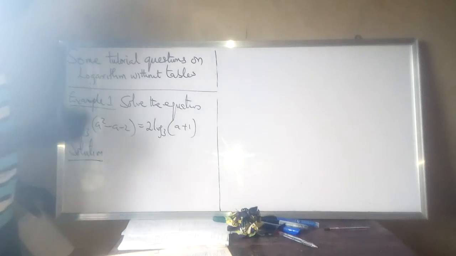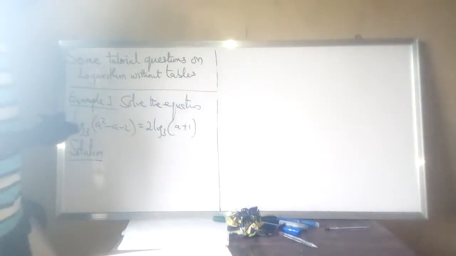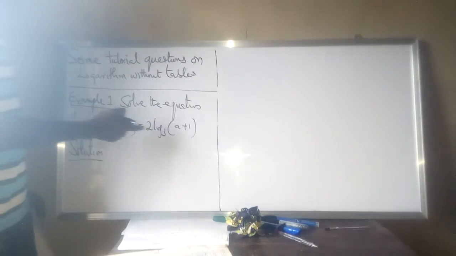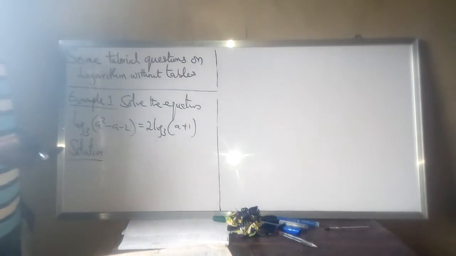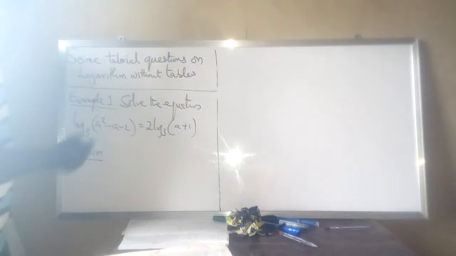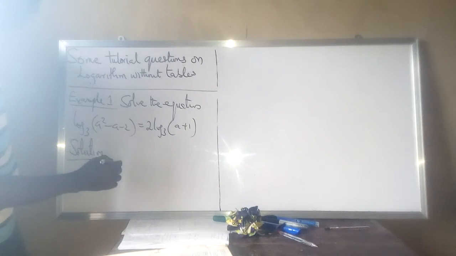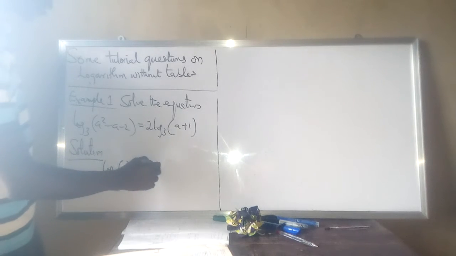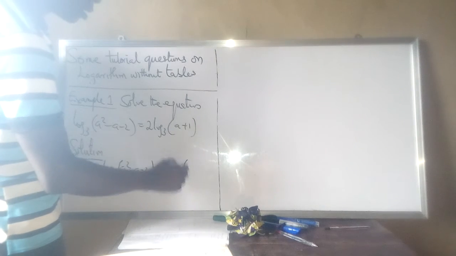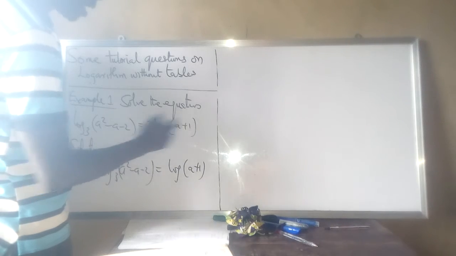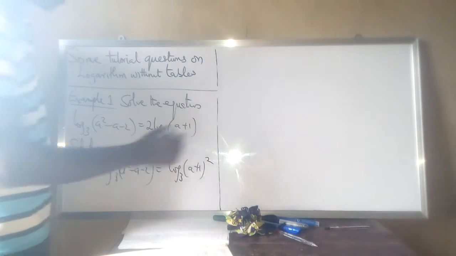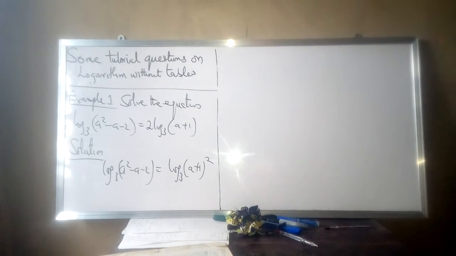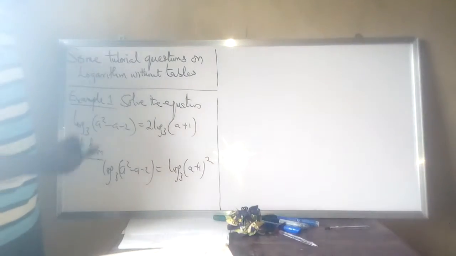Now, to solve this, we clearly observe that this is an equation because it has both left and right sides. And the base of the logarithm given to us in this equation is 3. So we could write log(a squared minus a minus 2) base 3 is equal to log (a plus 1) raised to the power 2 base 3. That is when you apply the third law of logarithm. With this, you observe clearly that log base 3 is common.